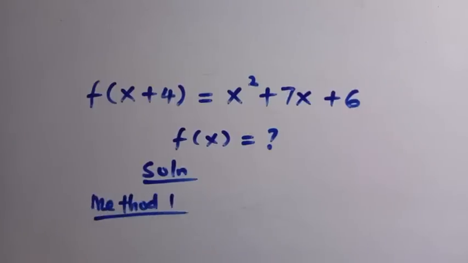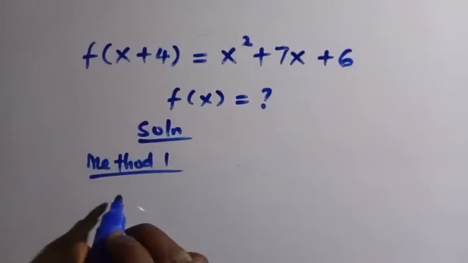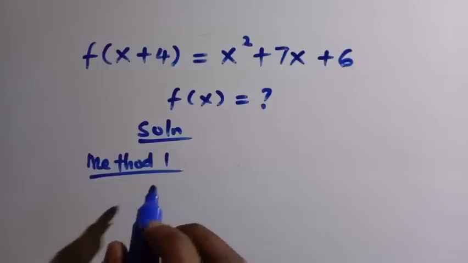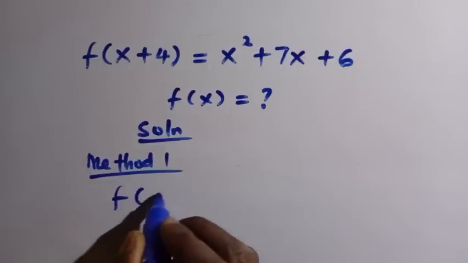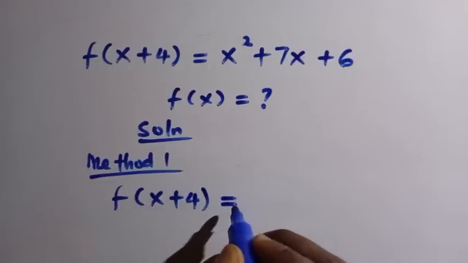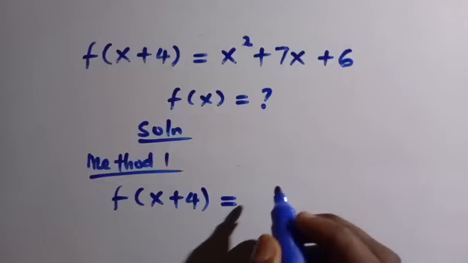So for the first method here, suppose we consider from this. We have f of x plus 4. I want to apply form manipulation here. I will consider from the left hand side. So we have f of x plus 4, and this equals x squared plus 7x plus 6. We can factorize that one.